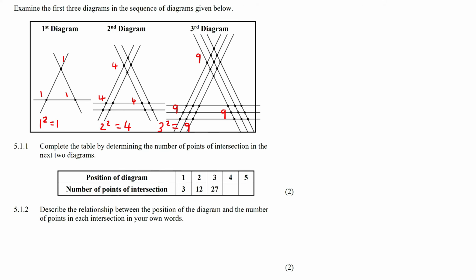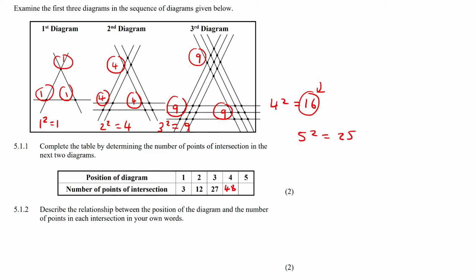So the next one would obviously be 4 squared, which is 16, and there would be 3 of those, because you see there's 3 1s, there's 3 4s, there's 3 9s. So there's going to be 3 16s, so that's going to be 48. The next one is going to be 5 squared, which is 25, and there's going to be 3 of those, which is 75. So it says describe the relationship.